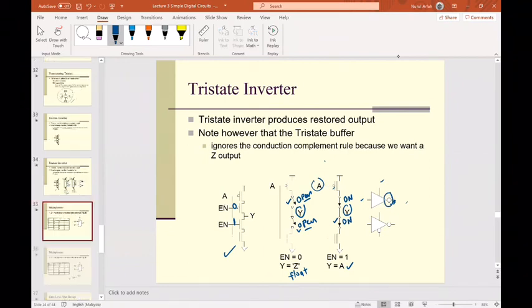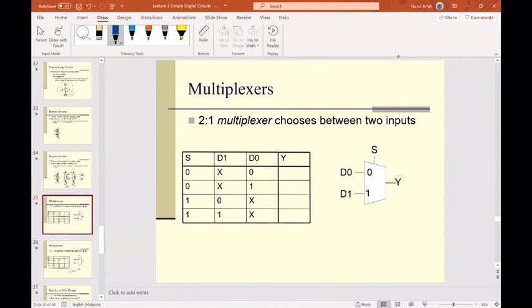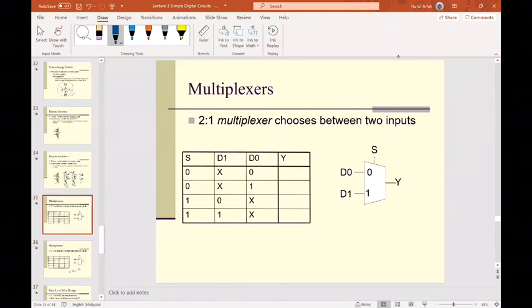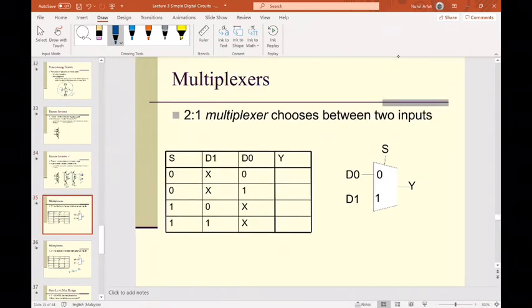Okay. Now, multiplexer. By the way, the most right side here is the symbol for the tri-state inverter. For the multiplexer, you have this symbol. And then a multiplexer on your right side here is actually 2 inputs with 1 output. So you have 2 and 1.